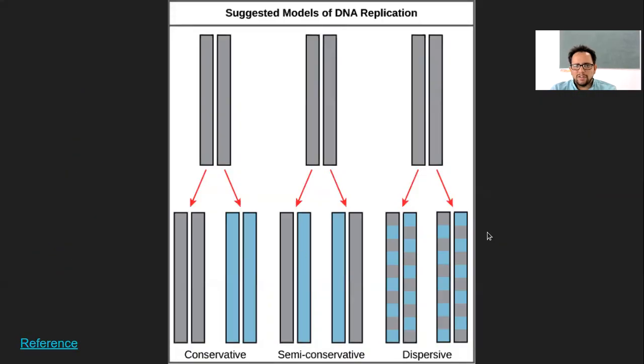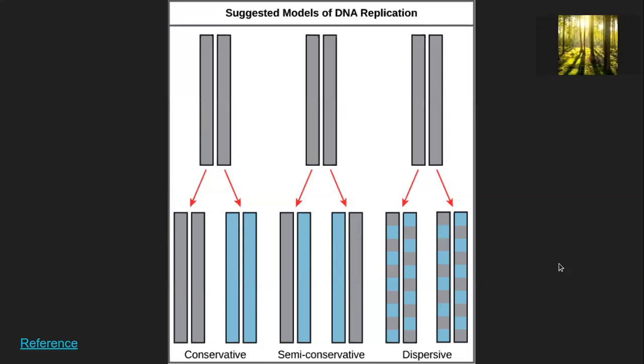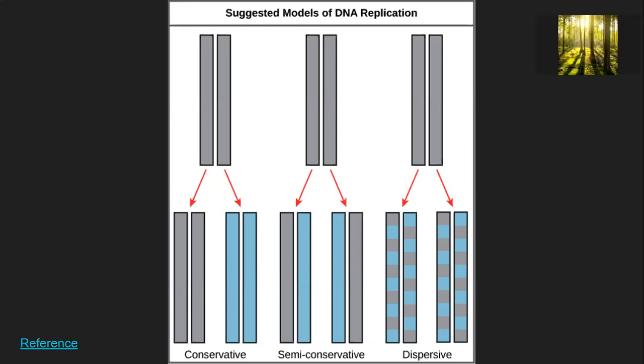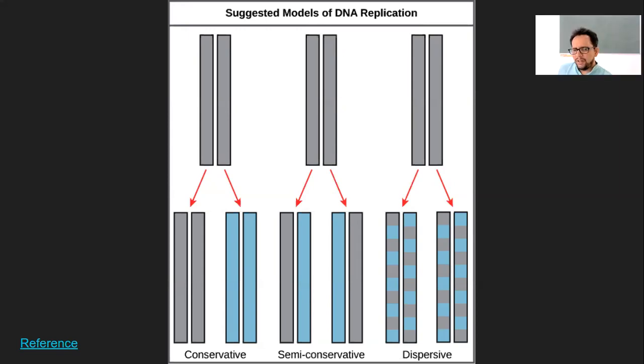Okay, any questions here so far? I hope this is very simple to understand. Is semi-conservative the most common out of these three, or is it the only one that happens? Until and unless there is a mistake, the conservative might occur. But in general, all cells use the semi-conservative method of DNA replication.